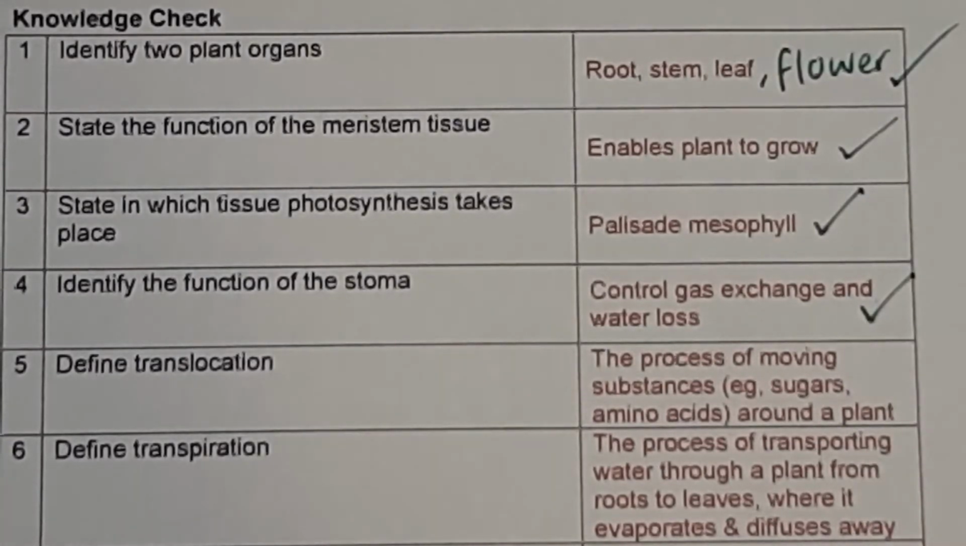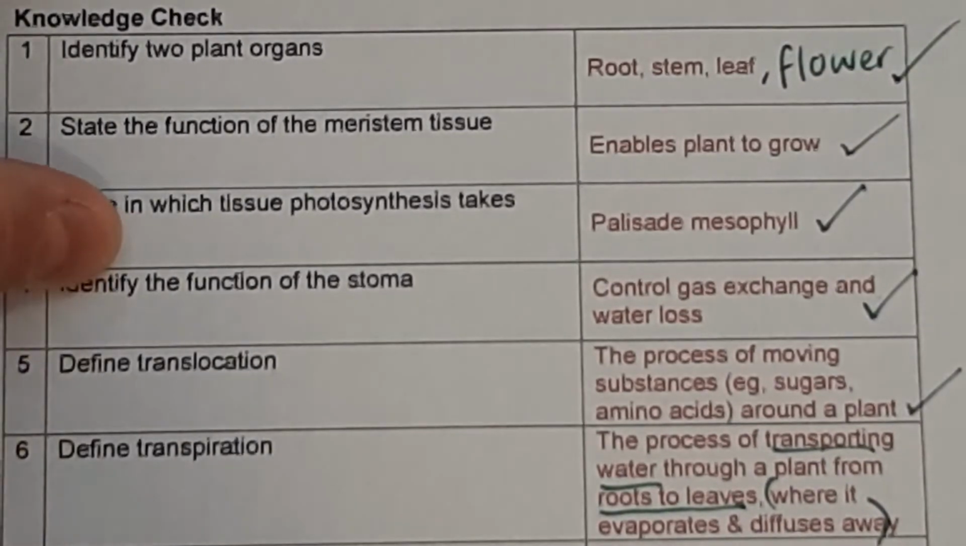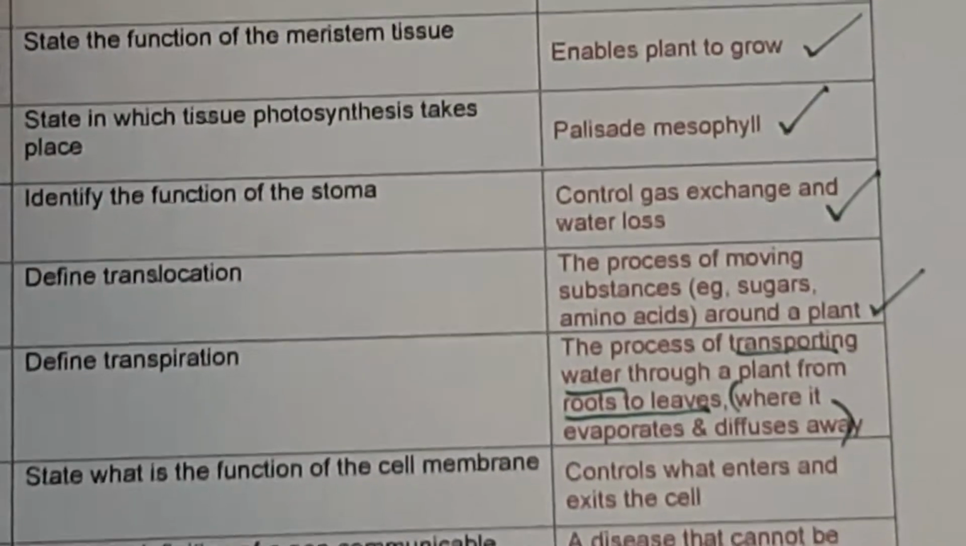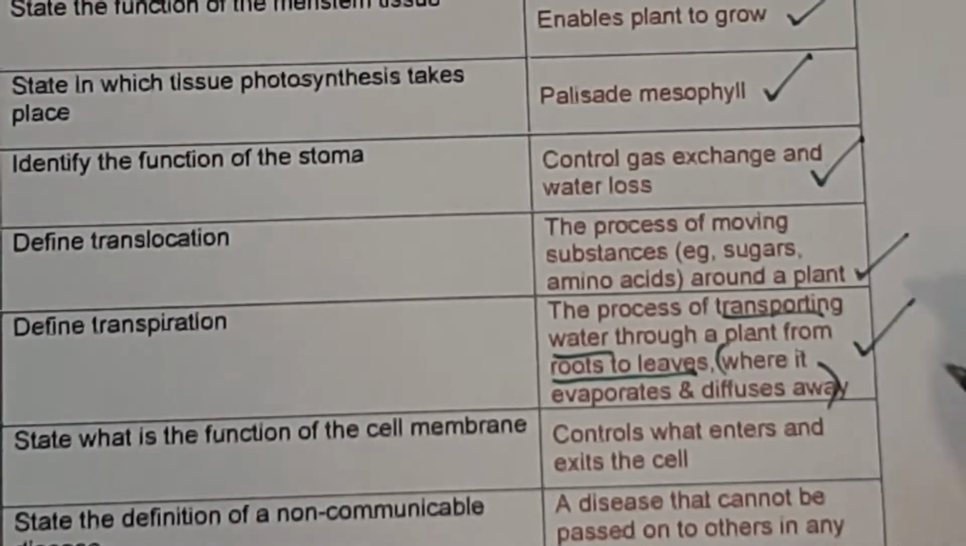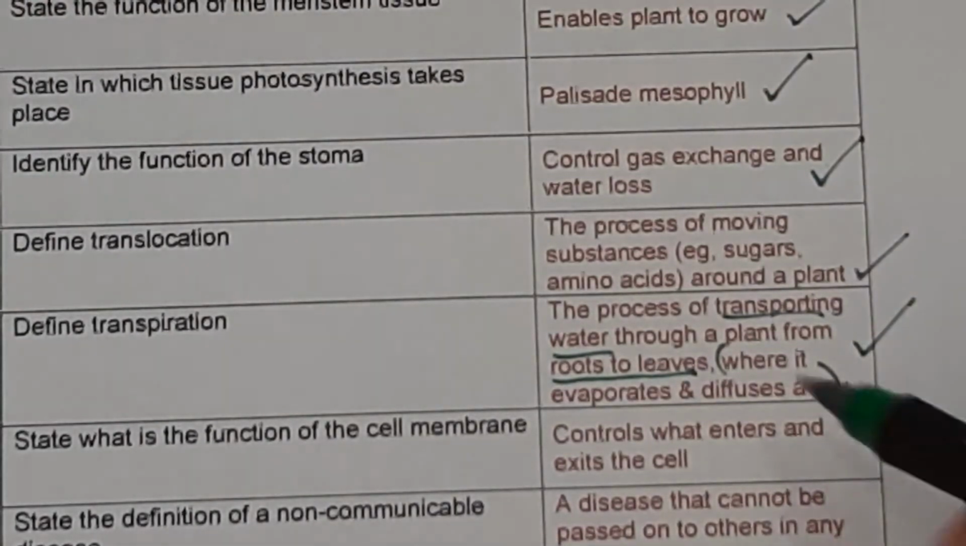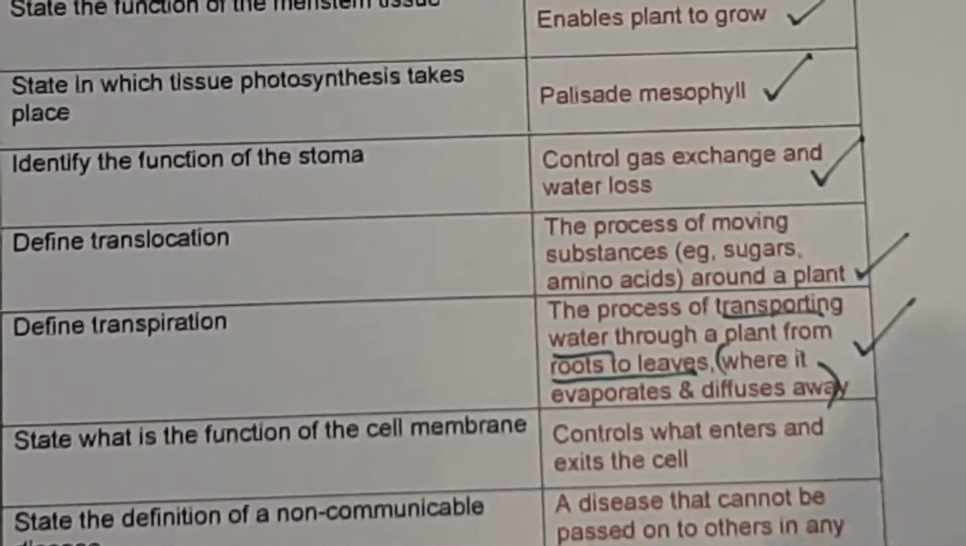Question 5. Define translocation. It's the process of moving substances such as sugars or amino acids around an organism, in this case a plant. Question 6. Define transpiration. It's the process of transporting water through a plant from roots to leaves, and it evaporates away and diffuses in the leaves. So you don't need to have that last part about where it evaporates and diffuses, I tell you, to get the mark, but I would like you to have it written down anyway so that you understand that that is why the water is pulled through the plant.